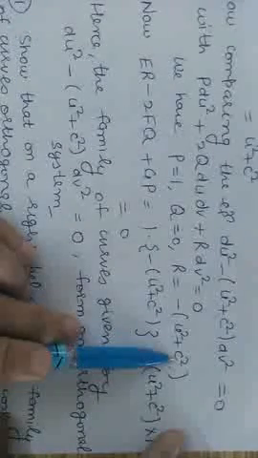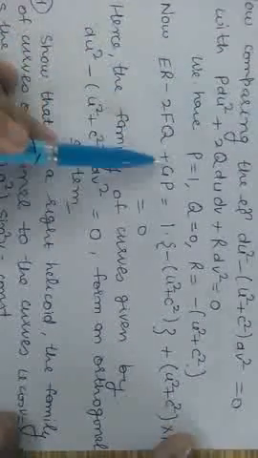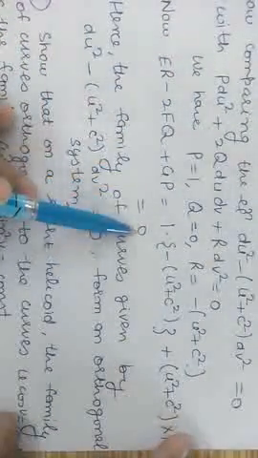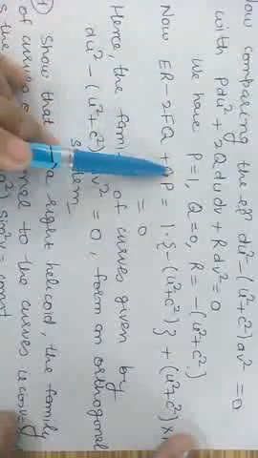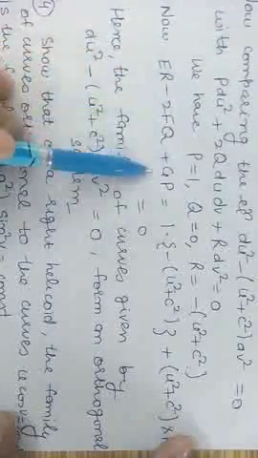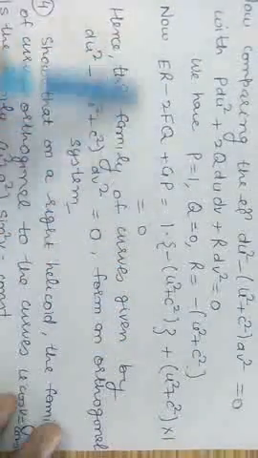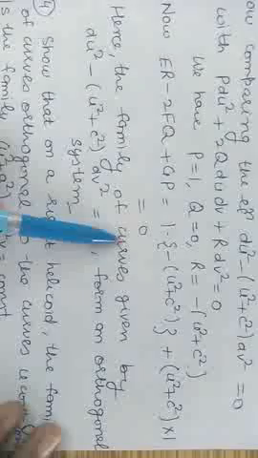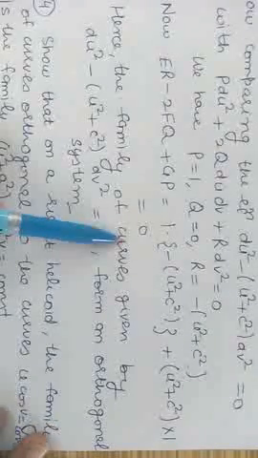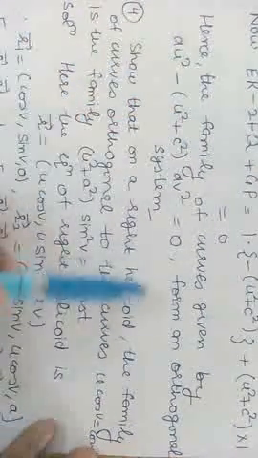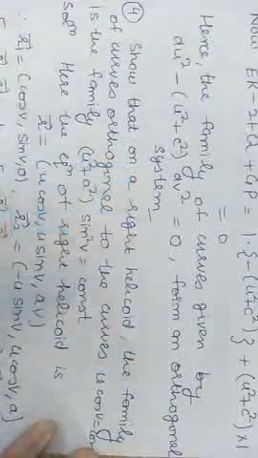Now we know that the condition of orthogonality for a double family of curves is given by ER minus 2FQ plus GP is equal to 0. So let us find this expression by substituting the values of E, F, G, P, Q and R. If we substitute the values, we can see that this quantity becomes 0. So the condition of orthogonality for the family of curves is satisfied. So we can say that the family of curves given by this equation forms an orthogonal system.